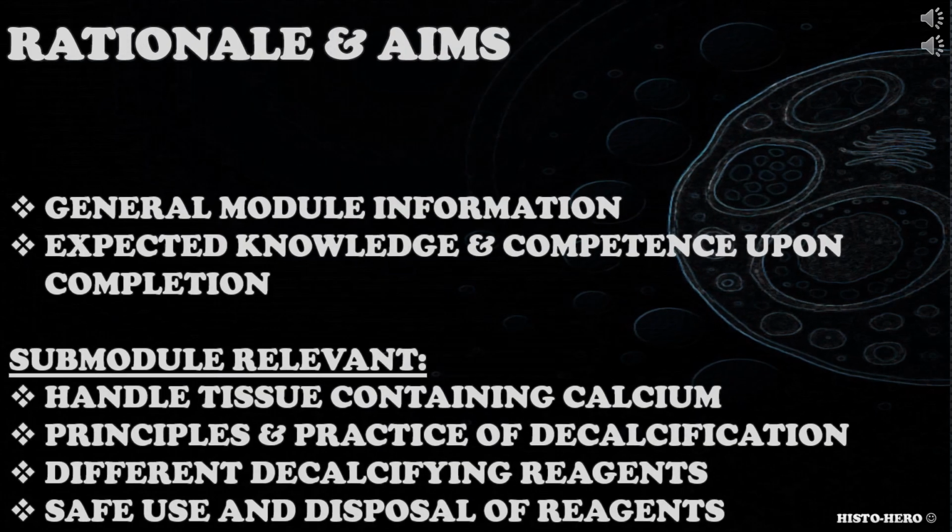Rationale and aims of this submodule outline the general information and expected knowledge and competence that needs to be achieved when this submodule is completed. These are relevant to each submodule. For this submodule, the expectations are that the candidate will be able to handle various tissues containing calcium for histological processing, gain clear understanding of the principles and practice of decalcification and how it is successfully carried out in the lab, gain knowledge of different decalcifying reagents and their use with different tissue types, use and dispose decalcifying reagents safely.